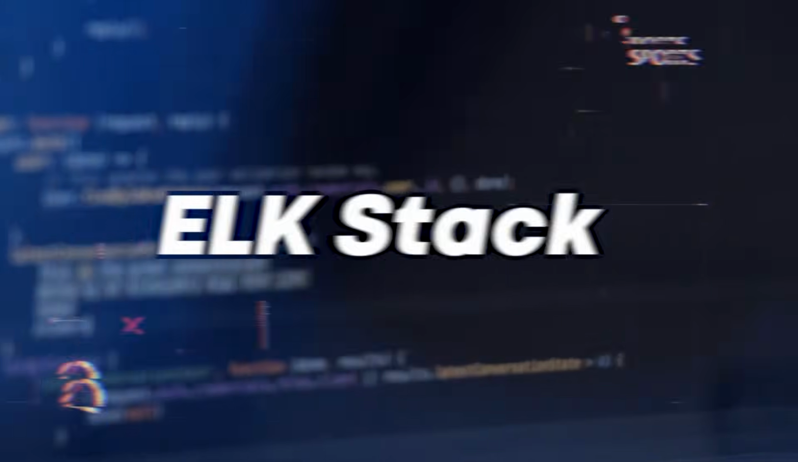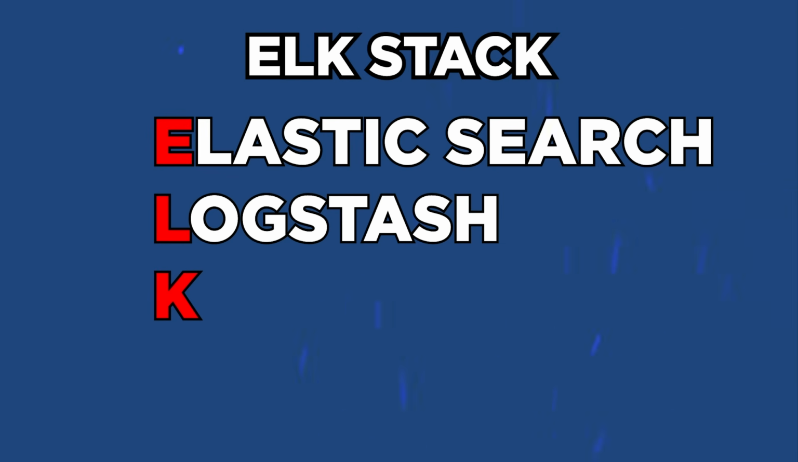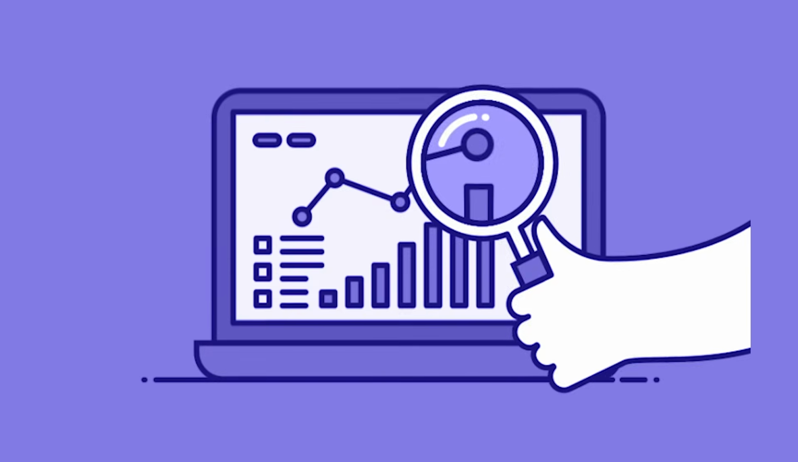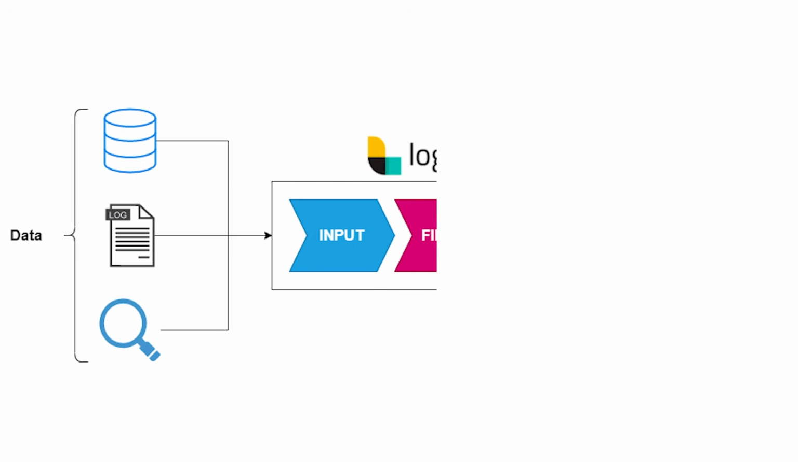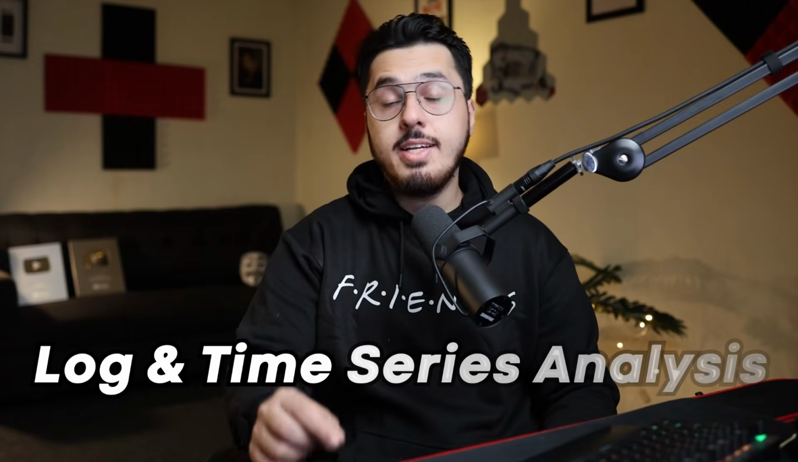In this video, we are going to see what exactly is ELK Stack. In the ELK Stack, E stands for Elasticsearch, L stands for Logstash, and K stands for Kibana. Elasticsearch is a search and analytics engine which is based on Apache Lucene. Logstash is used to collect data, transform it, and send it to the desired destination. And Kibana is a data visualization and exploration tool used for log and time series analysis.